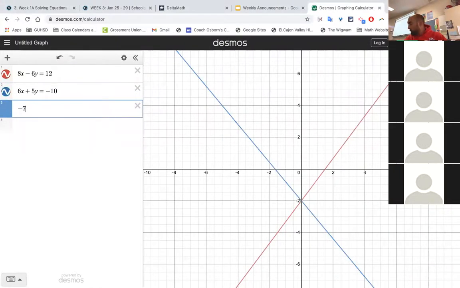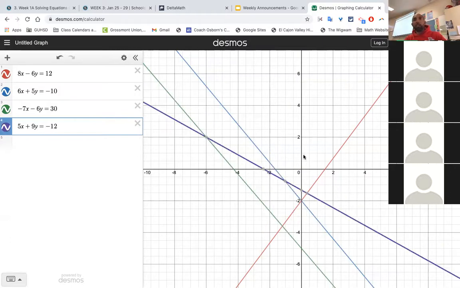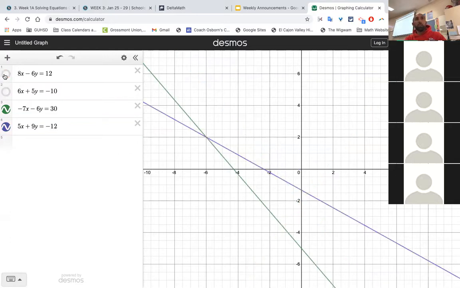So -7x minus 6y equals 30. And what's the other one? 5x plus 9y equals -12. All right, so there's a lot of lines going on there, right? So in Desmos, all I got to do is click on the first two, the color button, and then it turns those off. So the answer to that one is -6, 2.